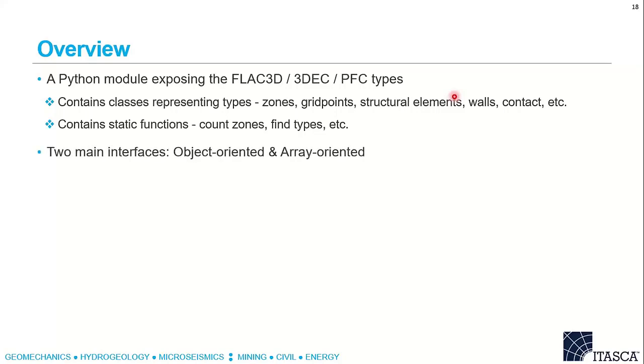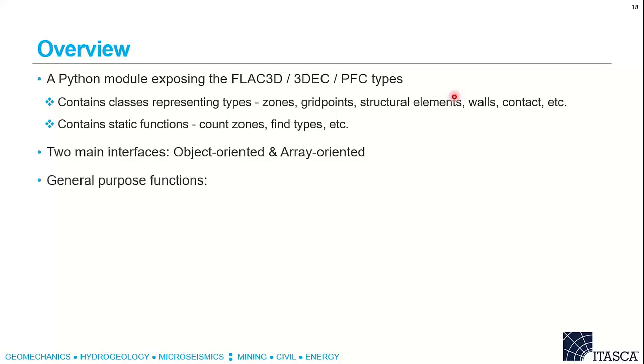There are two main interfaces for interacting with the module, and I'll explain later the main differences between the interfaces and the advantages and disadvantages of using each. The two main interfaces are an object-oriented approach, looking at the different instances of the classes, as well as an array-oriented approach, which allows for the integration of NumPy for vastly faster computation times.